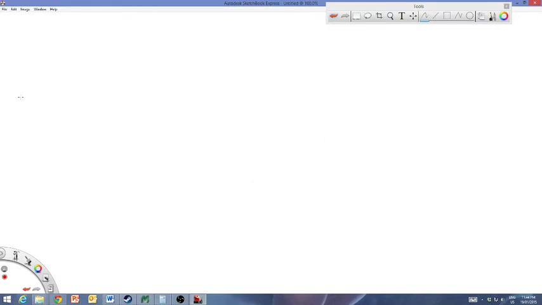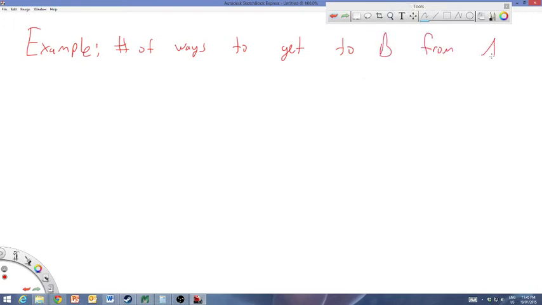Okay. Oh, I'll do one more example with you, because this is a very common example. This is a pathway. We call these pathway examples. Okay. Number of ways to get to B from A by only moving up or right.